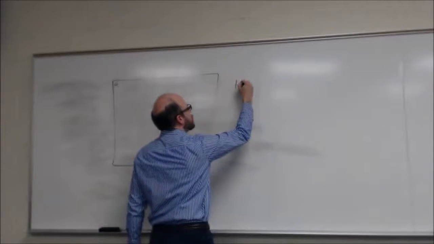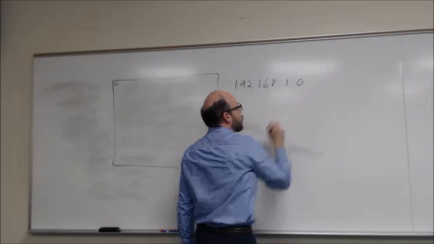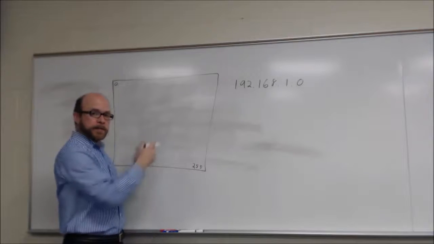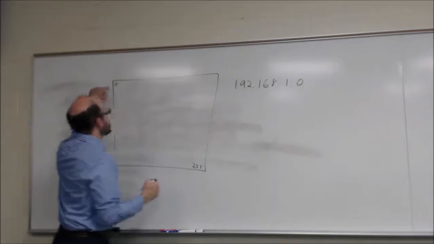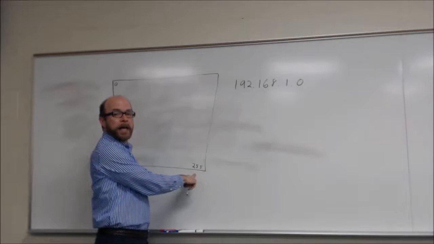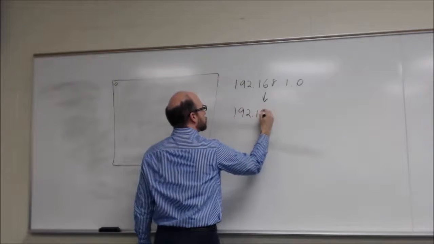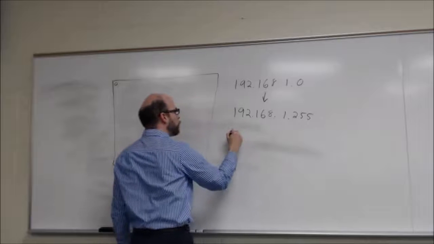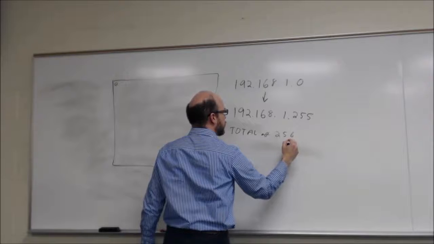So for example, if we were using 192.168.1.0 as our network number, then the IP addresses in this subnet, in this box, could go anywhere from 192.168.1.0 all the way up through 192.168.1.255. And that gives us a total of 256 addresses.